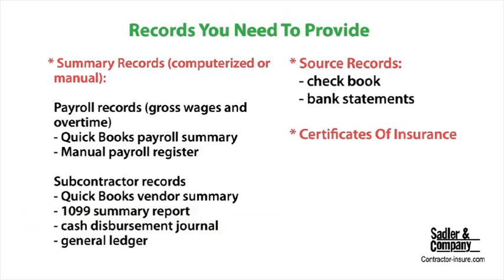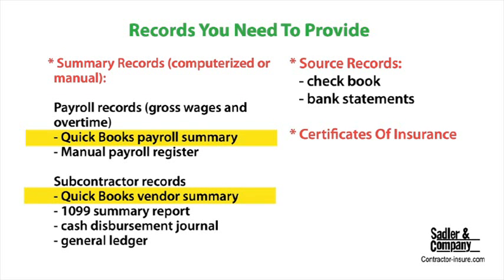When reviewing your books to extract needed information on payrolls and amounts paid to subs, auditors generally want to review both your summary records and your source records. Auditors prefer to work from summary records, whether computerized or manual, because this makes their job easier. Summary records tend to be more legible and pre-categorize the payrolls and amounts paid to subs by the type of work performed. However, auditors also want to access the source records to perform periodic spot checks to make sure that the summary records are accurate.